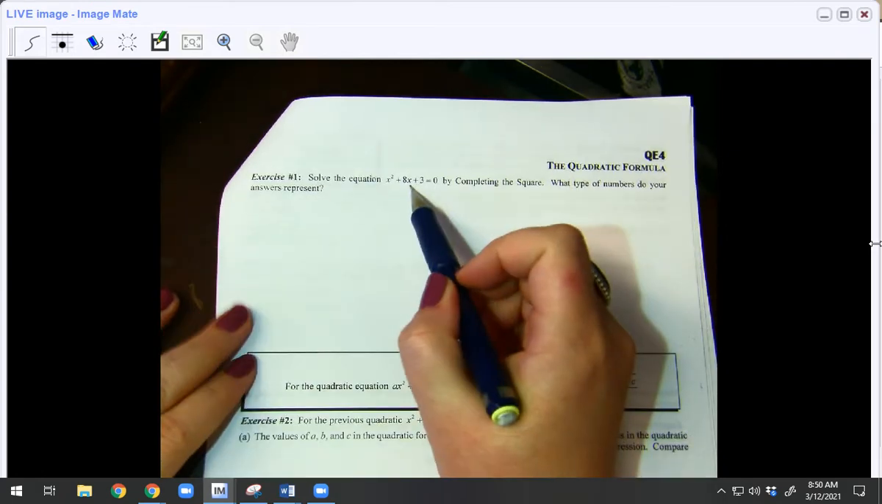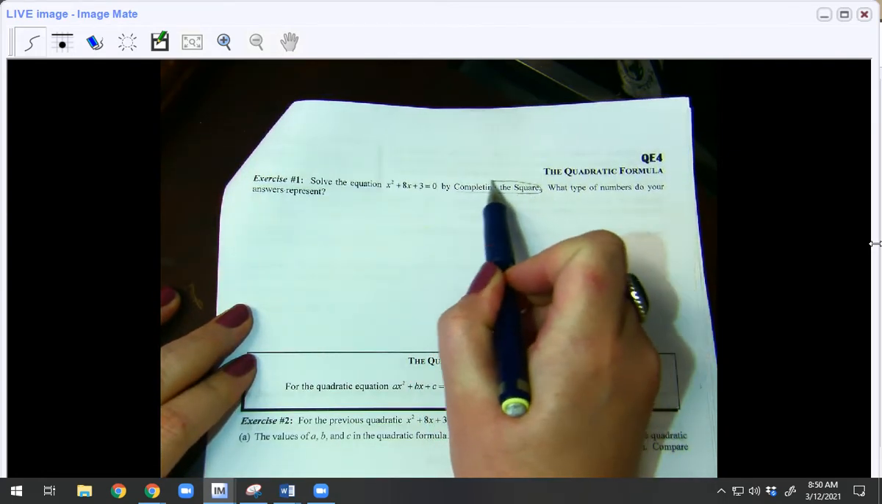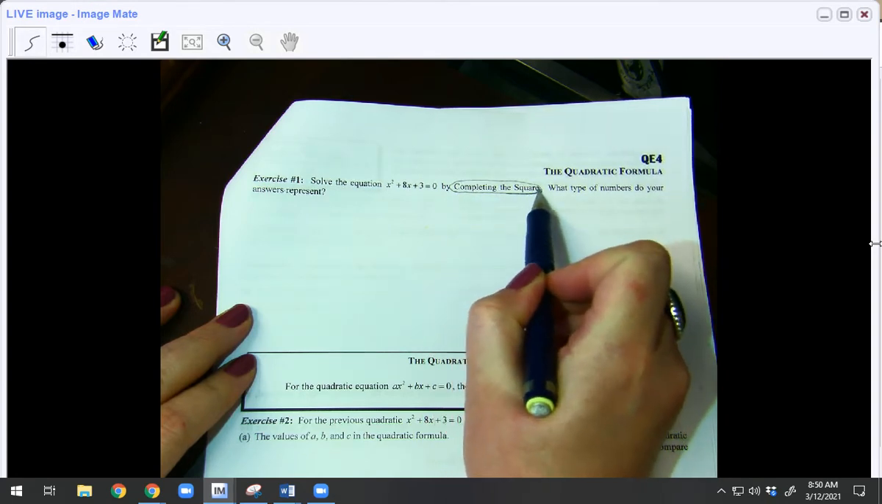Okay, so solve the equation x squared plus 8x plus 3 equals 0 by completing the square. So it actually told us to complete the square. Alrighty, so that's the first thing we're going to do here. Here, let me make this bigger.